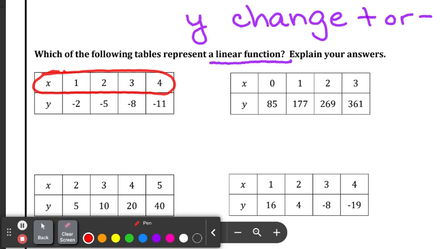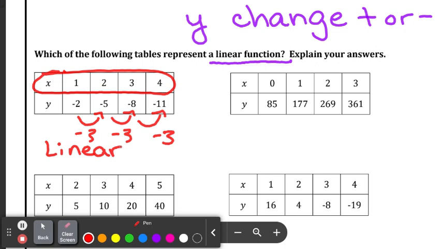So let's do this first one. We know all the x values are going up by 1s. So now we just have to look at the pattern here. How are these y values changing? In this case, they're changing by minus 3. Since it's changing by the same subtraction, it is linear.